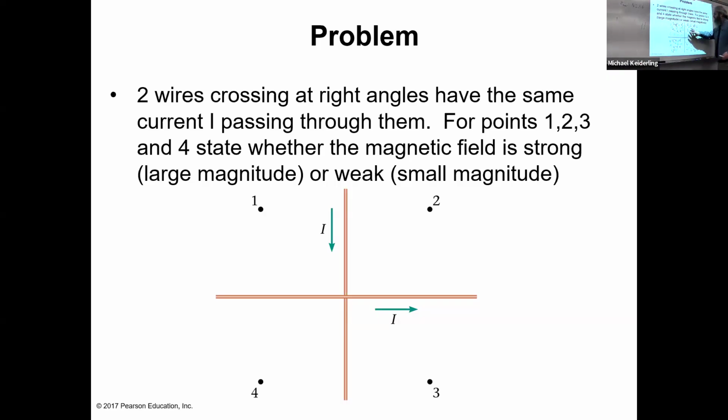At 2, they're adding together. It's going to be large. At 3, it'll be small again because they're canceling each other out. And at 4, it'll be large. So 2 and 4 are big, 1 and 3 are small.